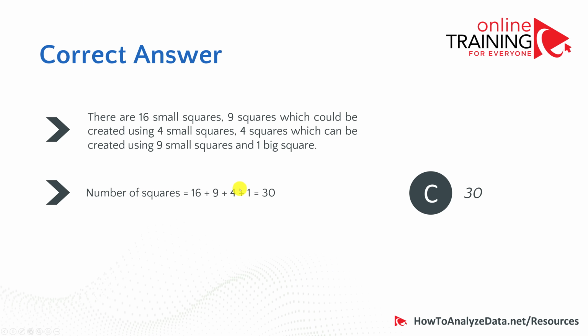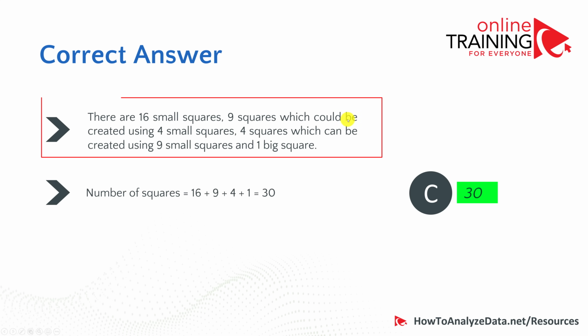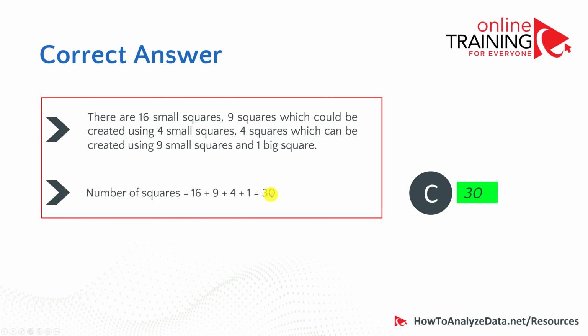And the correct answer is 30, because there are 16 small squares, 9 squares which can be created using 4 small squares, 4 squares which can be created using 9 small squares, and 1 big square. So that's how we come out with the answer 30.